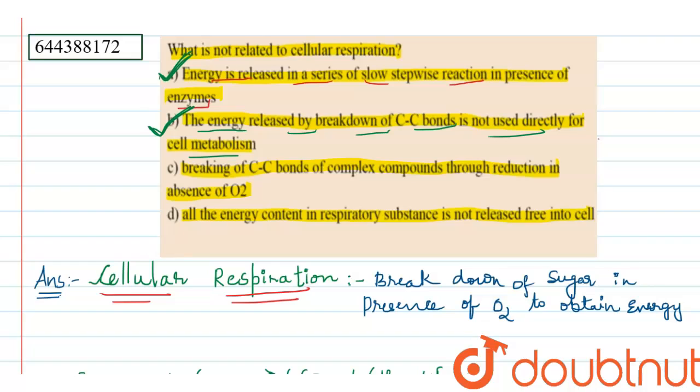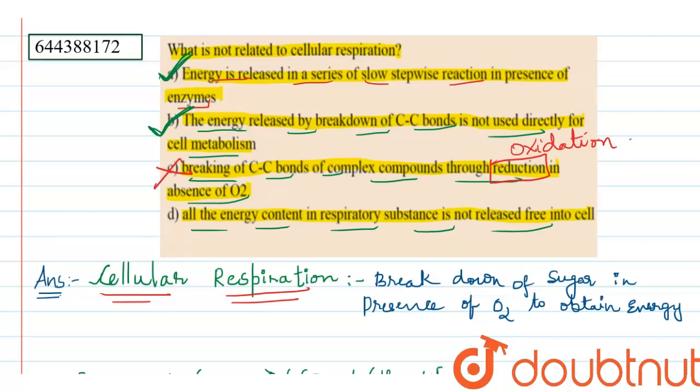And statement C is breaking of CC bonds of complex compound through reduction in absence of oxygen. This is false because breakdown of CC bonds is an oxidation reaction. So C is wrong. And statement D is all the energy content in respiratory substance is not released free into the cell. Yes, it is not directly released free into the cell. So statement D is also true.